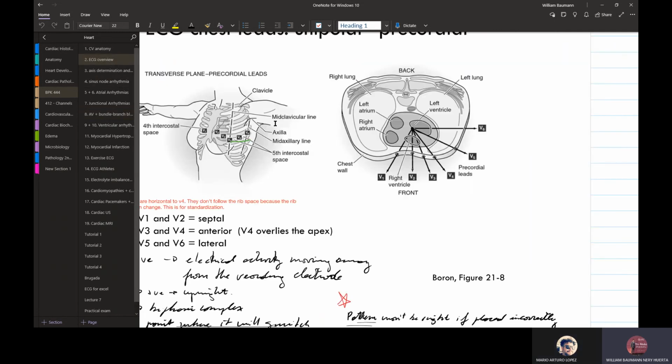Let's look at the ECG overview. 1, 2, 3. This is the right ventricle. Right. Does that make sense? Excellent.